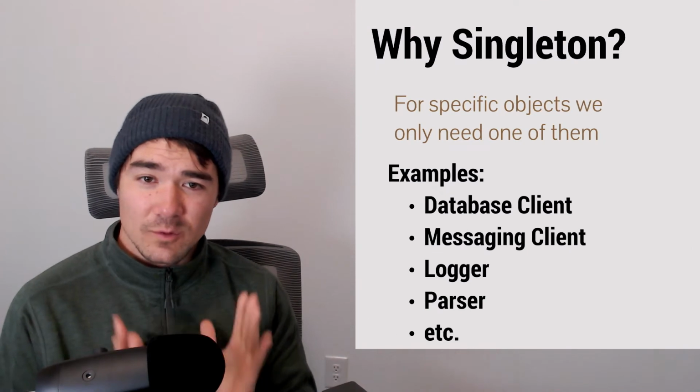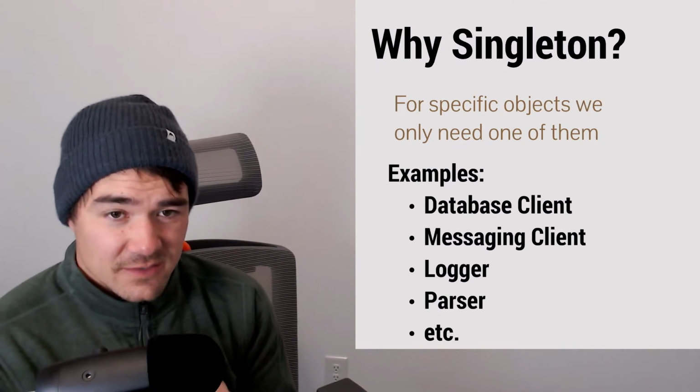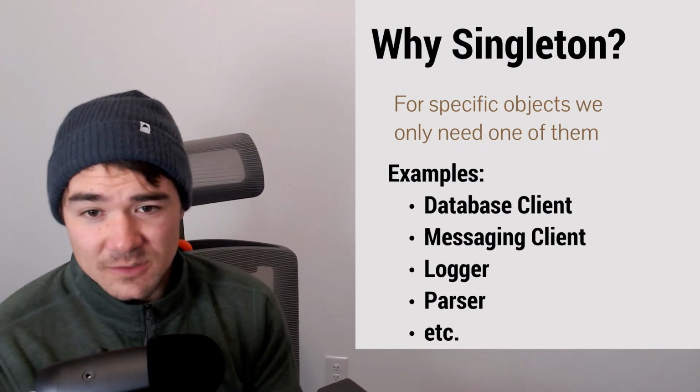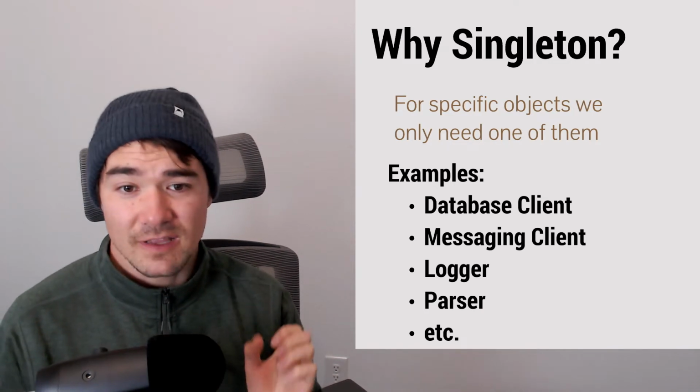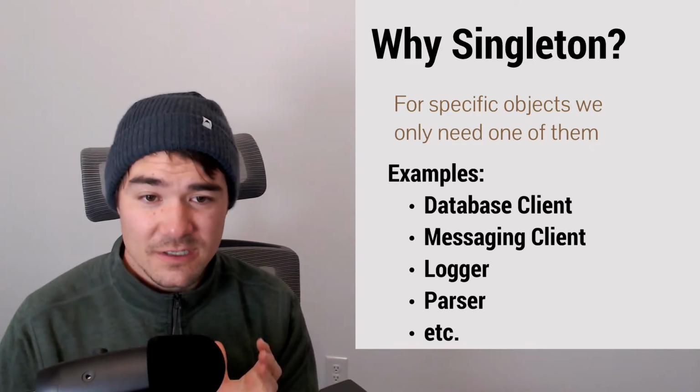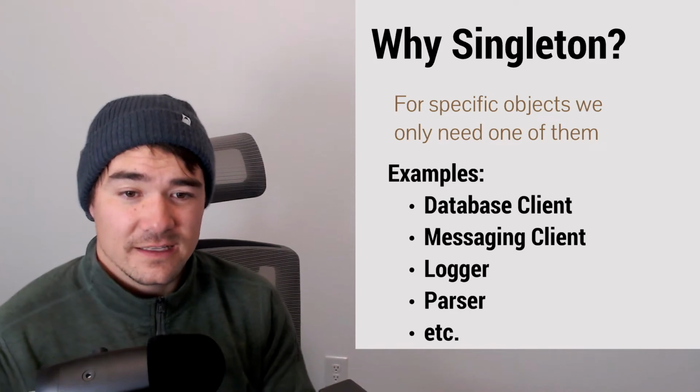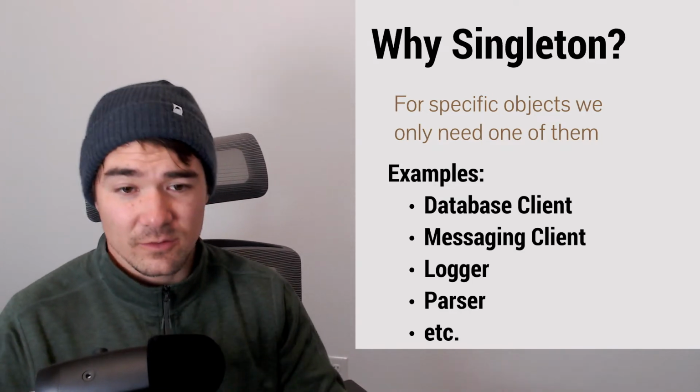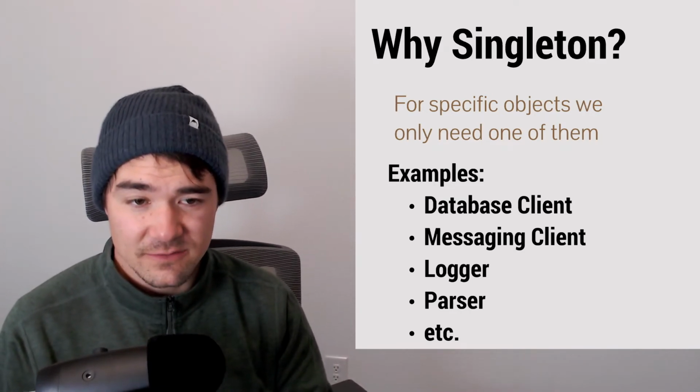So why ever would we want to use this? For specific objects, it's nice to have just one of them. For instance, like a heavy, expensive operation, we just want to have one instance of that. We won't want to have to create it over and over again because that's an expensive operation.